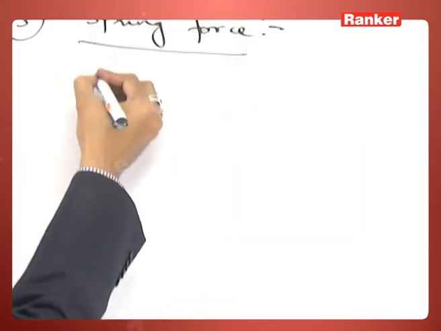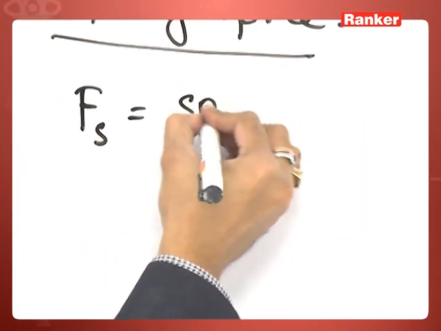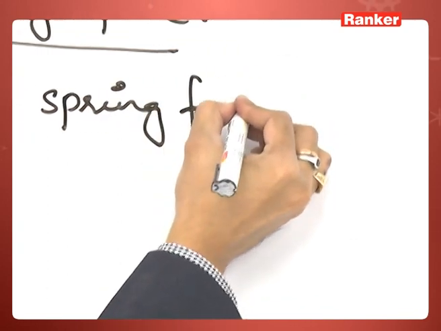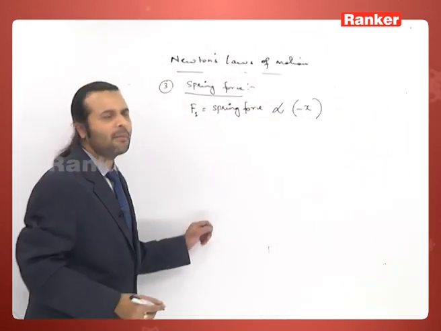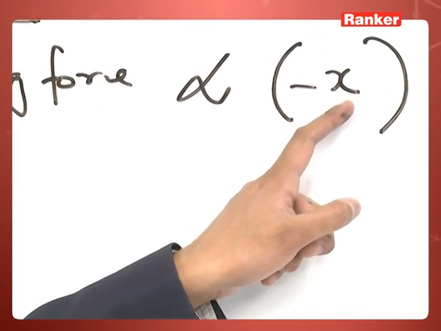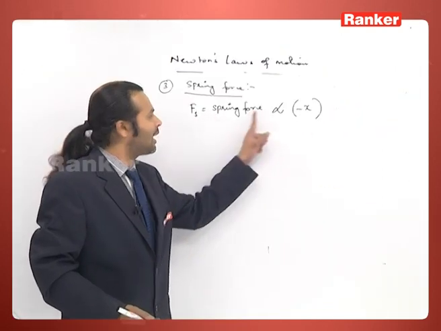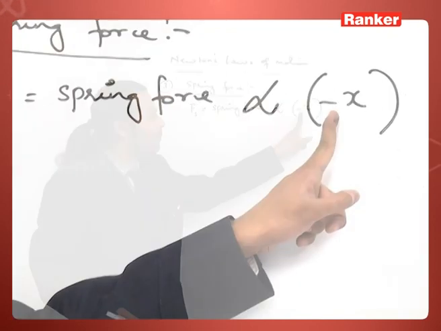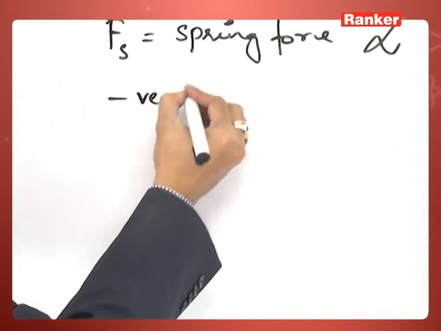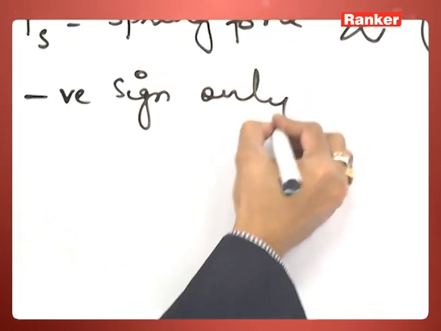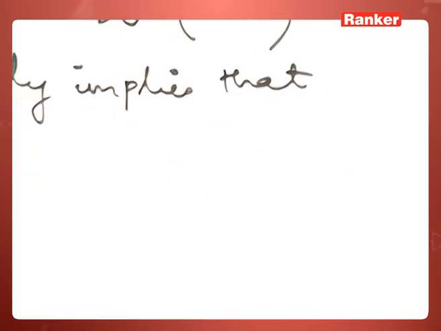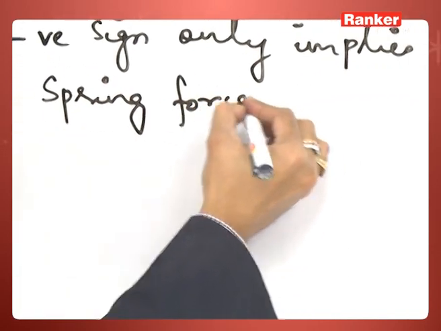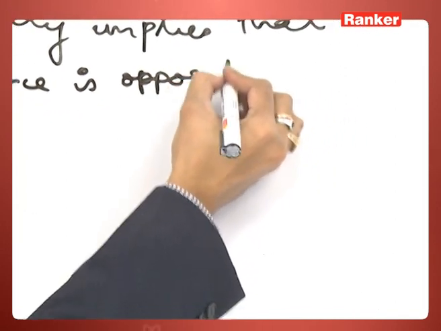So here I say Fs, the spring force, is directly proportional to minus x. Why minus x? Because here the displacement is positive, but the spring force always tries to oppose this displacement. So I put a negative sign. The negative sign only implies that the spring force is opposite to the displacement of the spring.